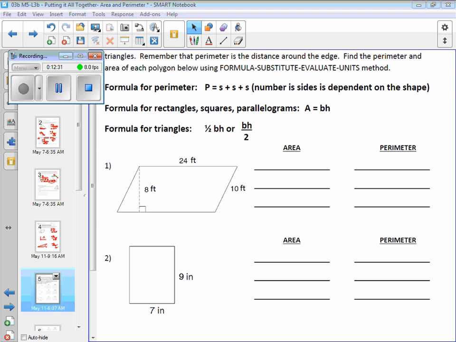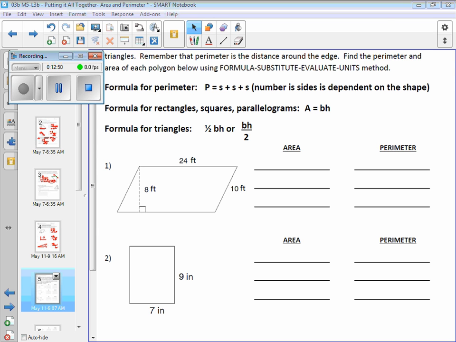All right, we're going to pull together what we should have already learned about perimeter, and combine it with what we learned in this module so far with area. Our first shape is a parallelogram, so let's do area first. What is the formula for a parallelogram? Start there.